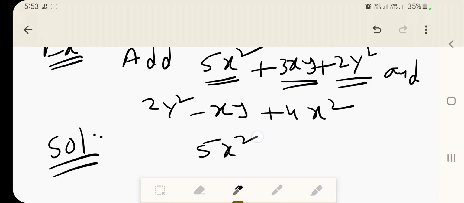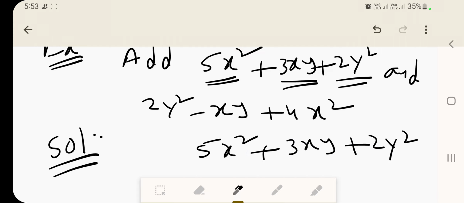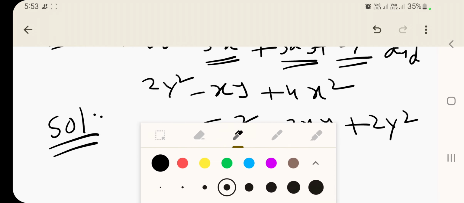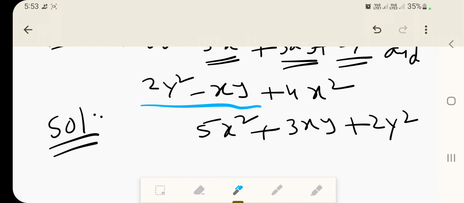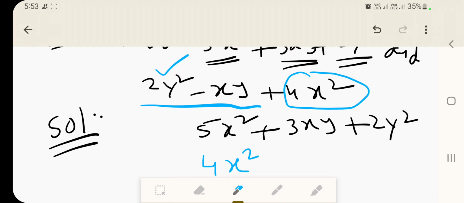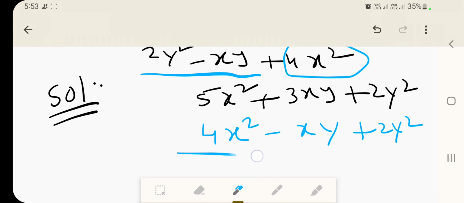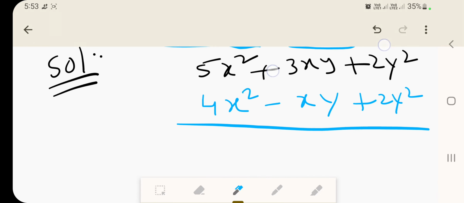So we write 5x square plus 3xy plus 2y square. This is one expression they have given. The other expression is not in the same order as the first. The 4x square term is given at the end and the y square term at the beginning. So we have to rearrange it in the order of the first expression. We can interchange, there will be no problem. So we bring 4x square as the first term, and 2y square we write as the last term.